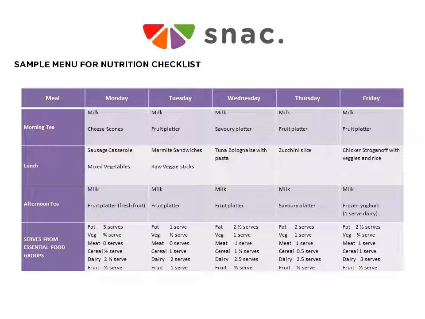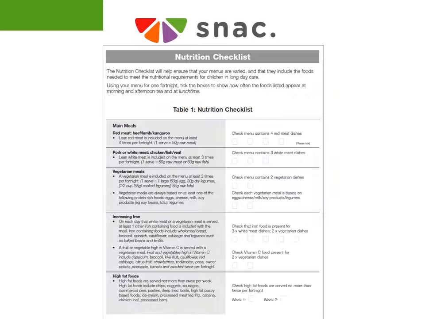So let's have a look at an example. I've done a sample menu up here for you which you can practice with, and you can print this off from the website. You can see that the serves for the food groups per day have already been calculated for you in the bottom row there. So just pause the presentation and take 10 minutes to transfer the information from this sample menu over to the nutrition checklist, and then we'll go through the answers together and see what we've come up with.